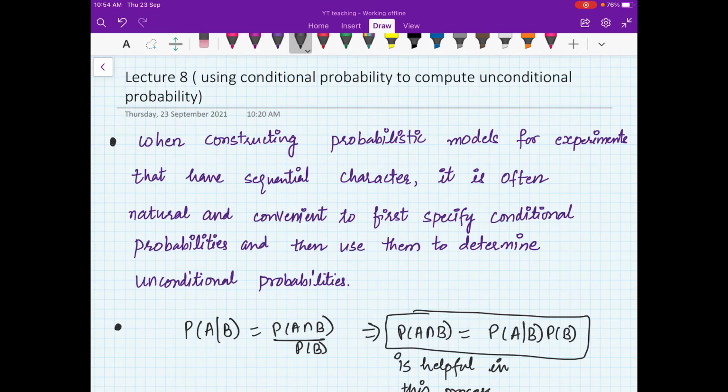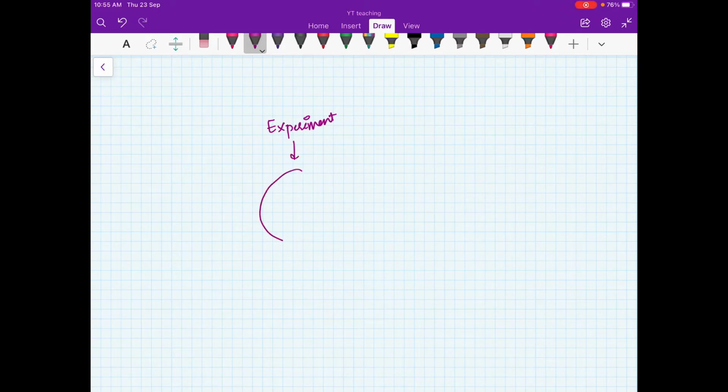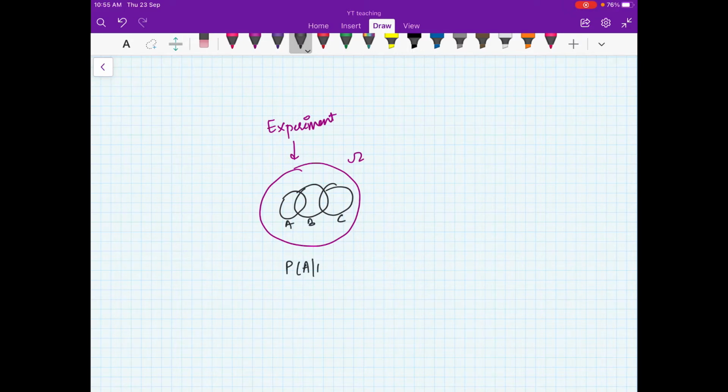In the last video we practiced some questions based on conditional probabilities. We saw how we can compute conditional probabilities. You have an experiment, a sample space, and some events. Suppose these are A, B, C, some events, and we saw how to compute the probability of A given the event B. We call these conditional probabilities.